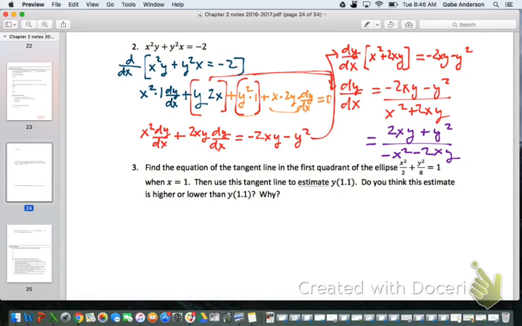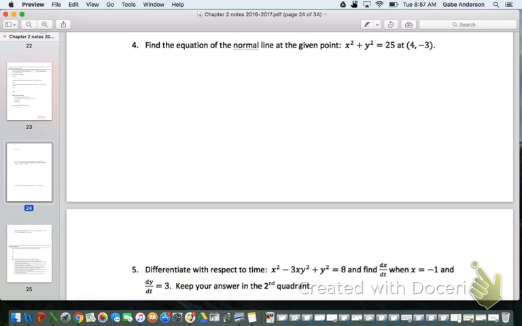Just the other form with the negatives, everything changed over to the other side. Okay, we're going to do one more here, and then we'll be good for the day. And here, I underlined it for you. What does normal mean when it comes to science and math?